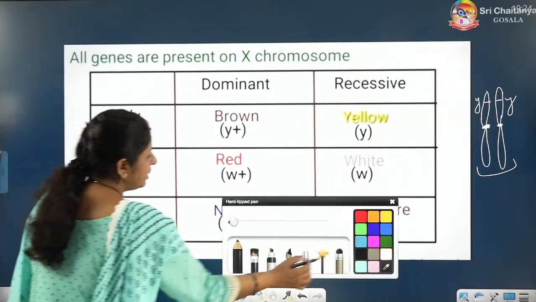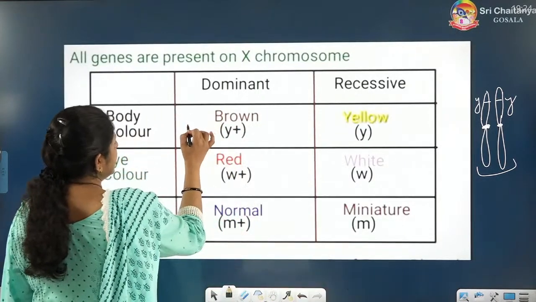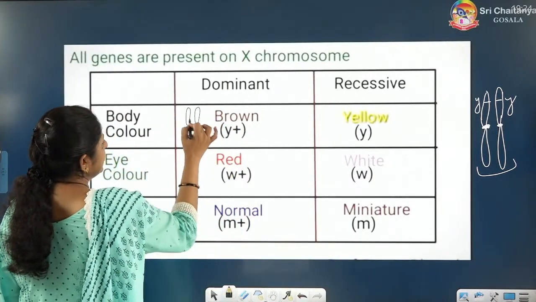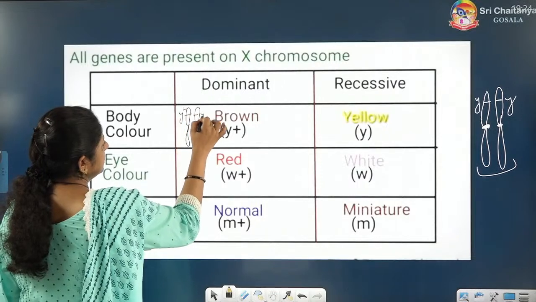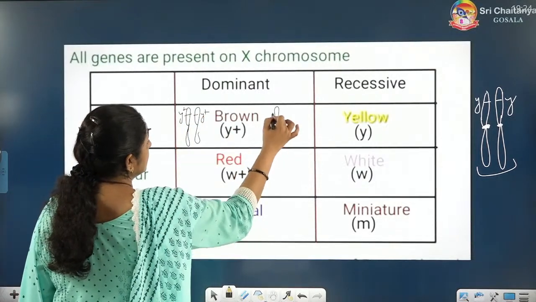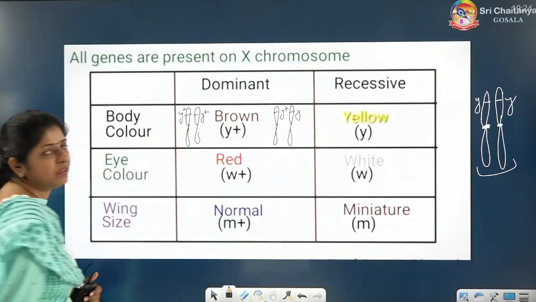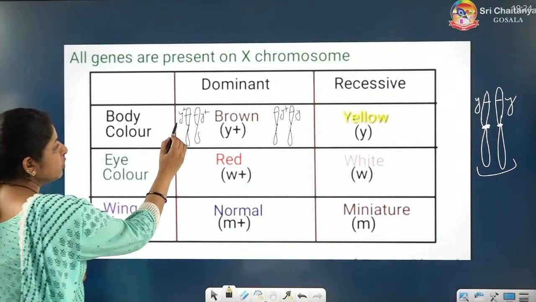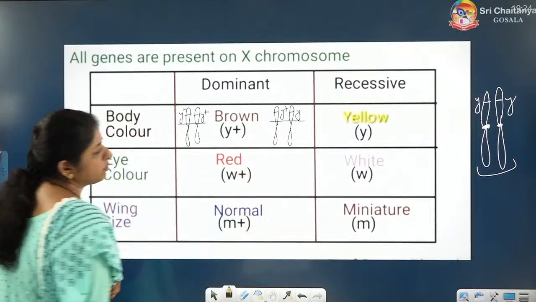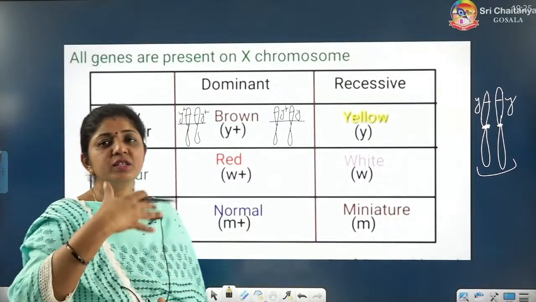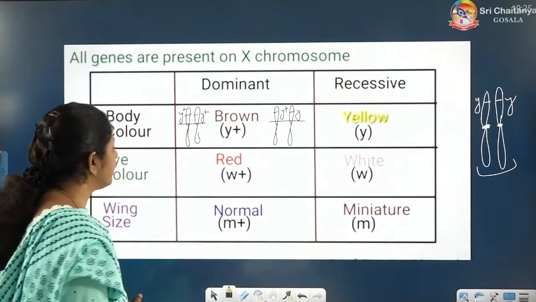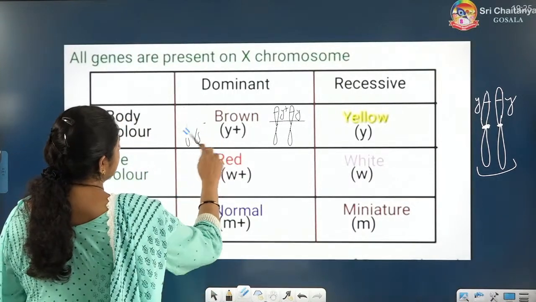It can be due to the y plus chromosome, or it can be due to y plus or y chromosome, right? So either it can be homozygous or it can be heterozygous. If we need to write its genotype, then how should you write for these traits?